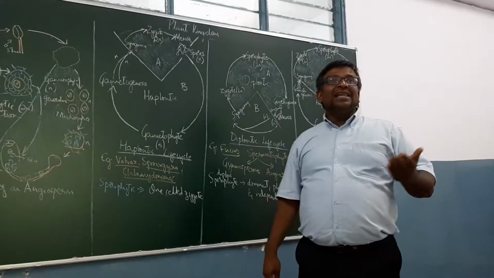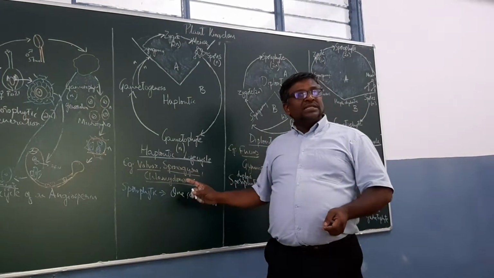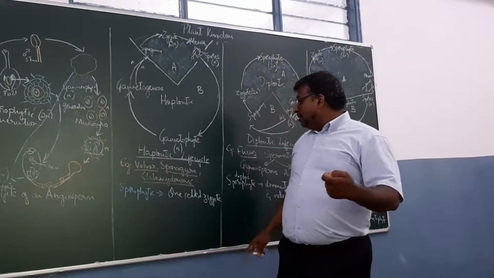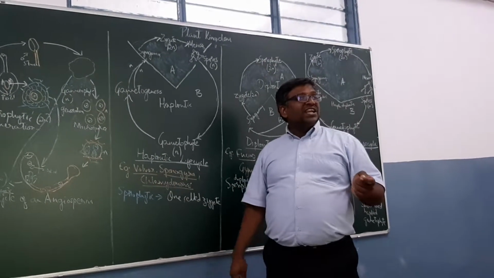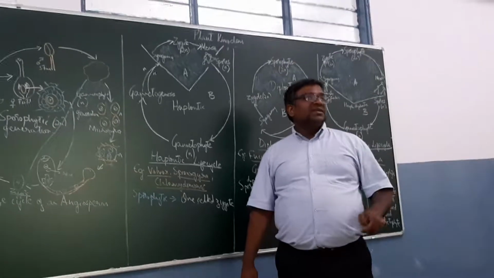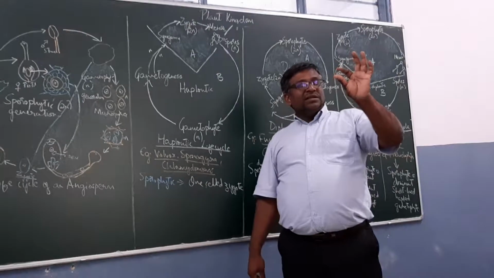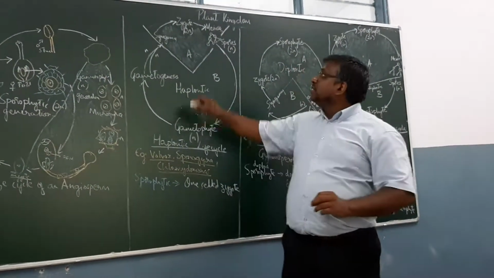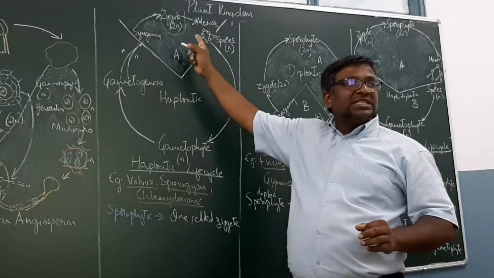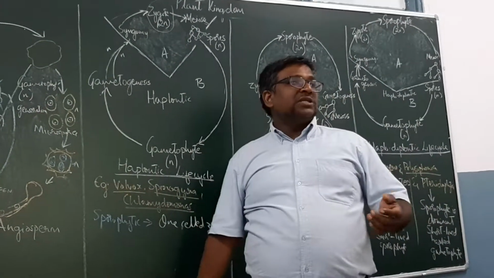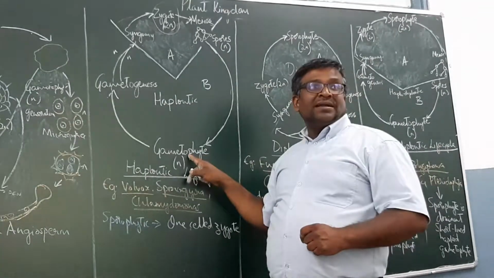You find it in algae like Volvox, Spirogyra, Chlamydomonas. Some of the algae, you find it majorly in algae. Here the sporophytic generation is present only in one stage, the zygote stage. Sporophyte is present only as a single cell diploid zygote. In that one stage, immediately meiosis happens. Immediately after meiosis, spores are formed. Those spores are all haploid.